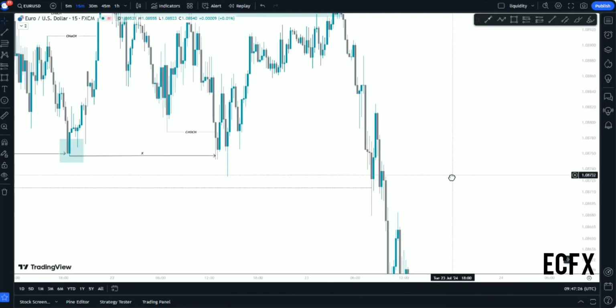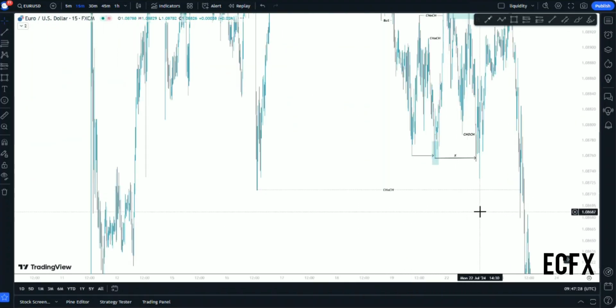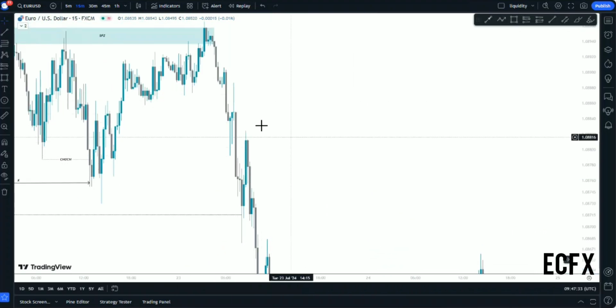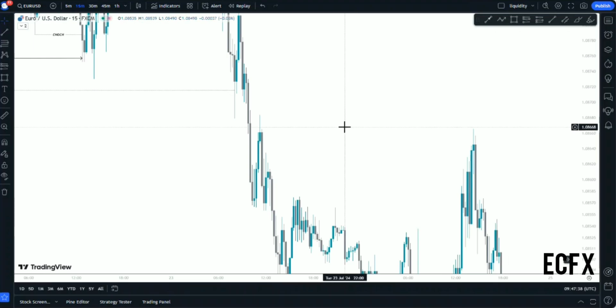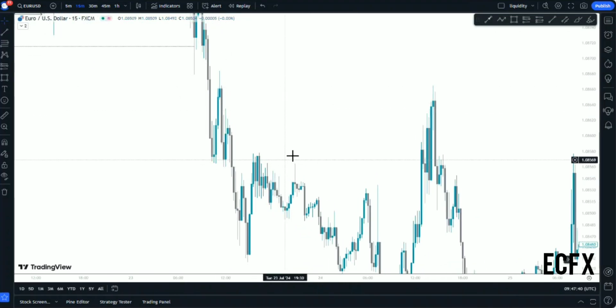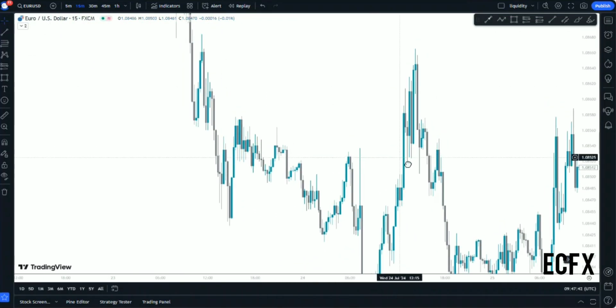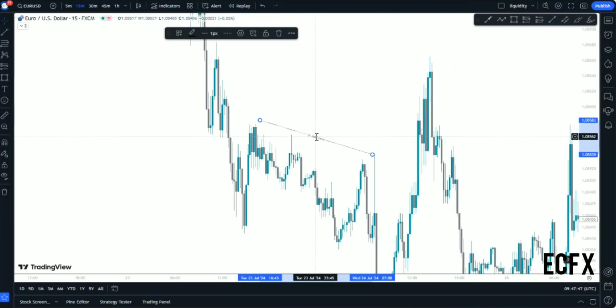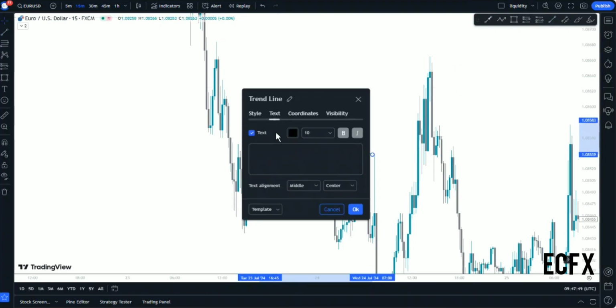So price took out the low, and this is the higher time frame change of character that we are now working with. Price never came back to our supply over here. Price just continued breaking structure to the downside. Over here we have some liquidity. As you can see, price formed some liquidity on this level.